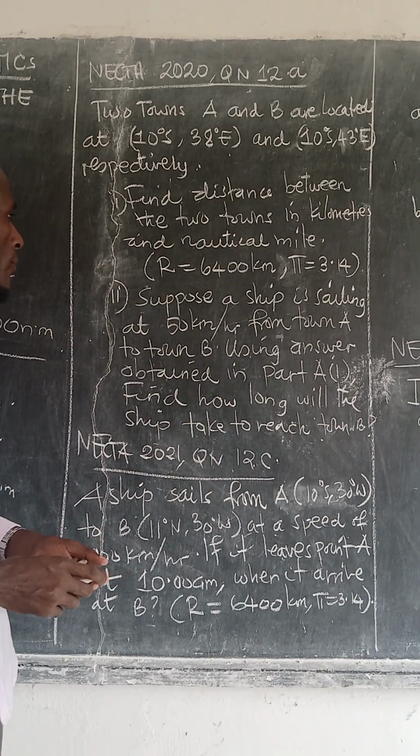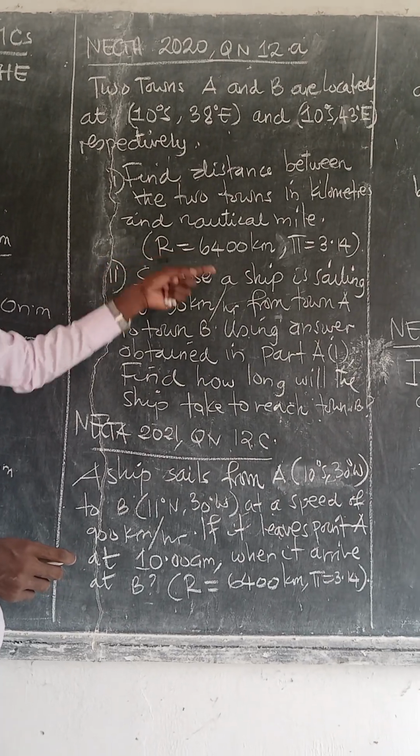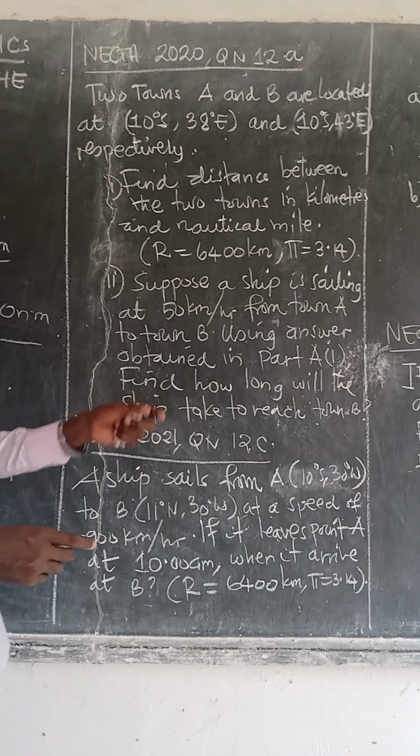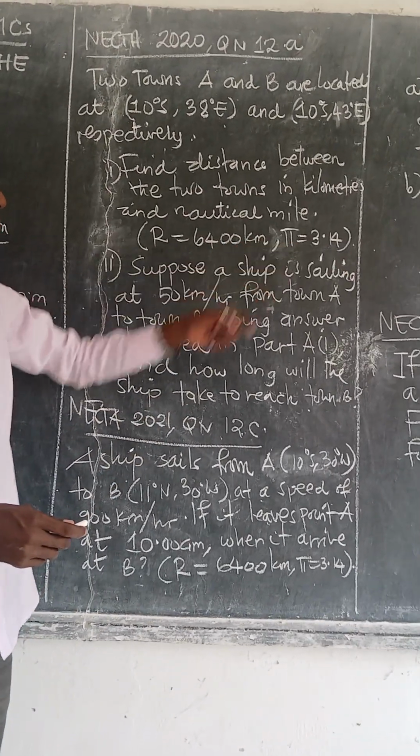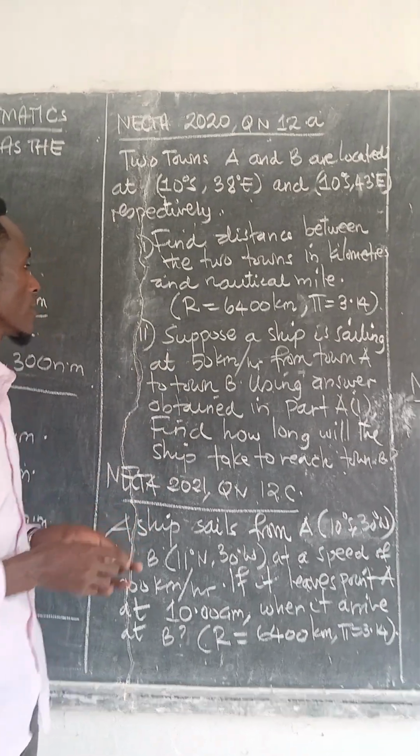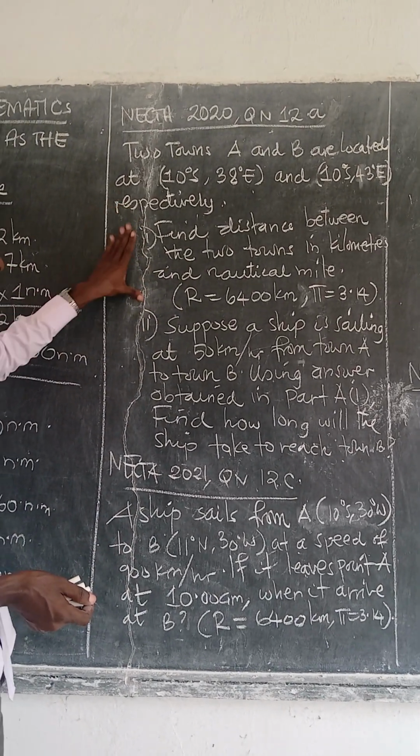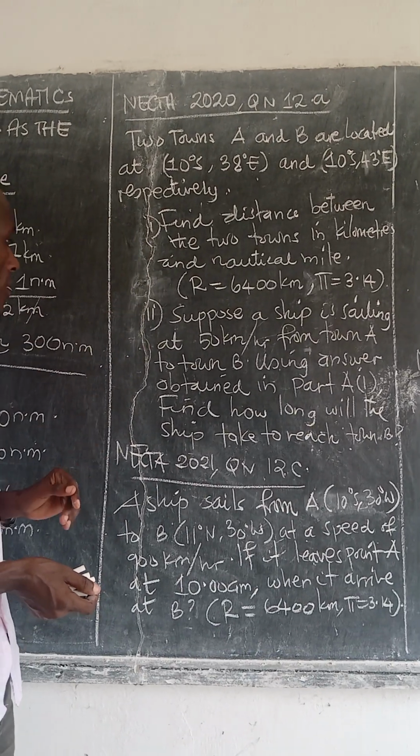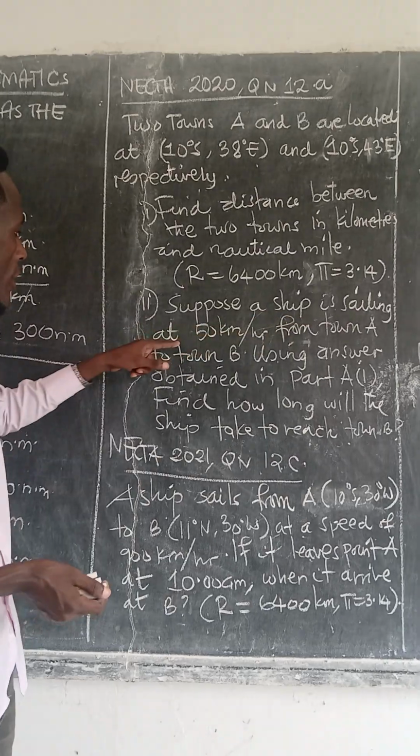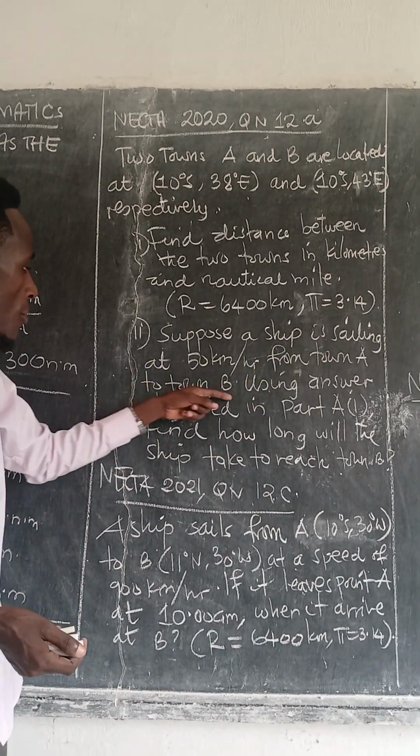Given that the radius of the sphere, the capital R, is equal to 6,400 kilometers, but also you have the value of pi, pi is equal to 3.14. So let us now see the solution of how we want to approach this. But also on the second part, Roman 2, suppose a ship is sailing at 50 kilometers per hour from town A to town B.